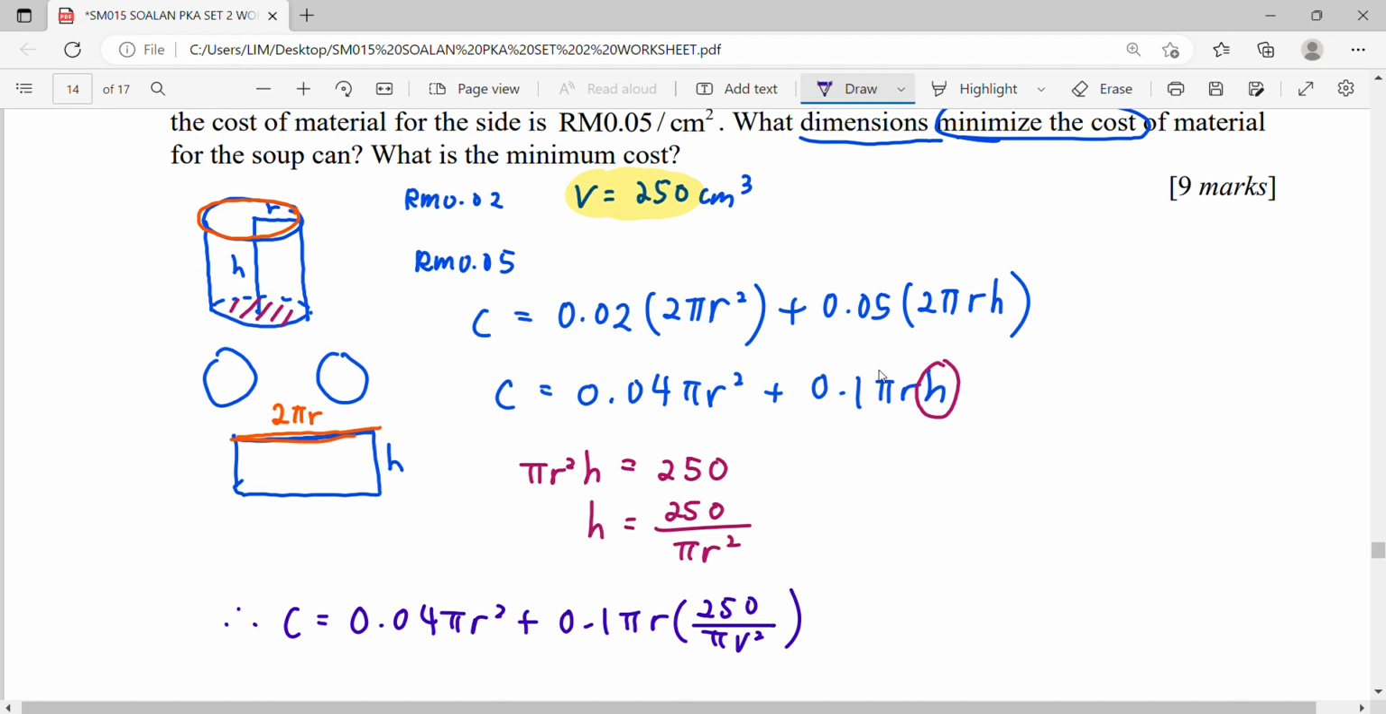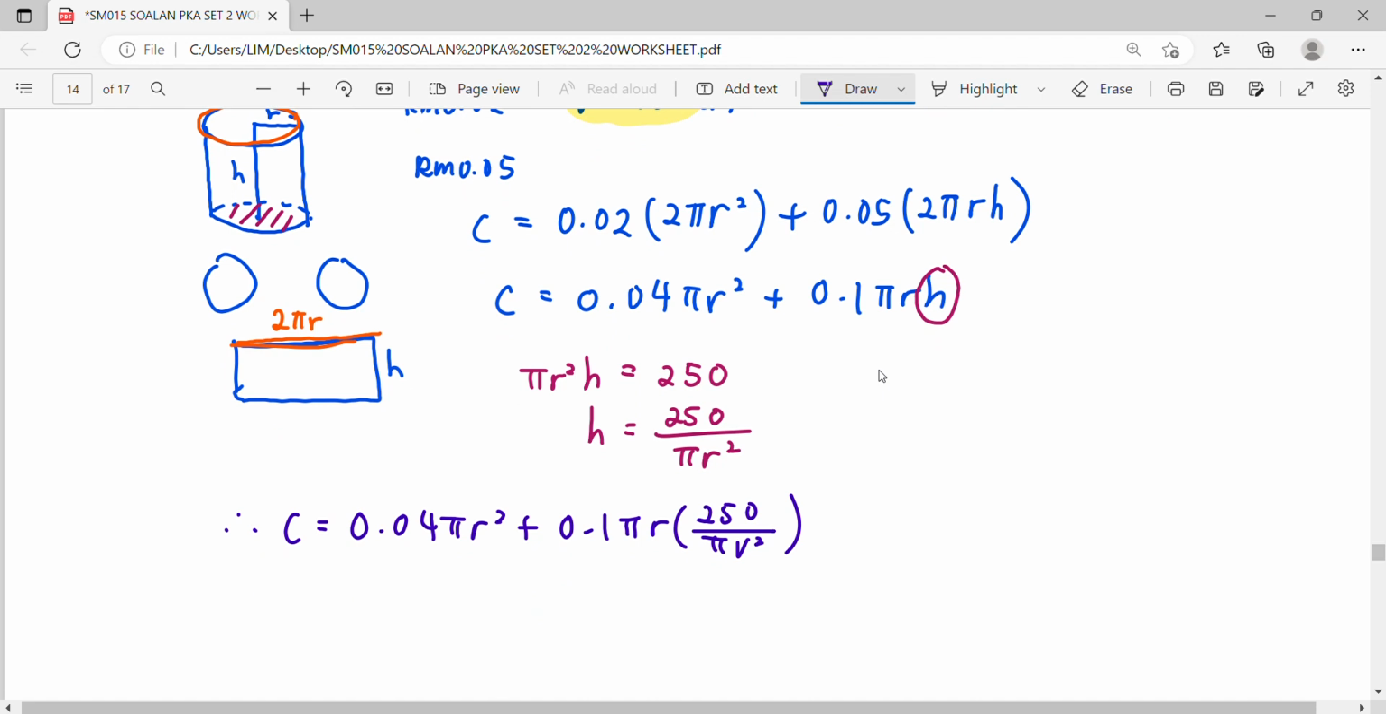Okay, so now we're going to find our critical number. It means we differentiate and set the first derivative equal to 0. Before we differentiate, we simplify first. R and R here can be simplified. 0.1 times 250 is 25. So r we move up, r to the power of -1.